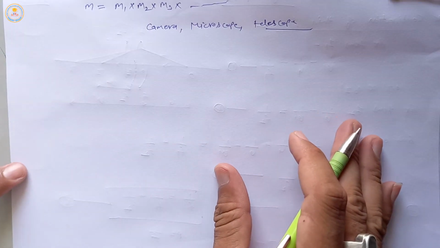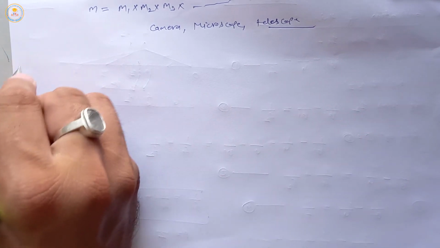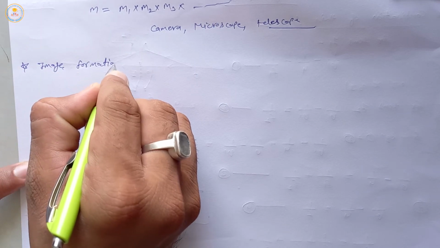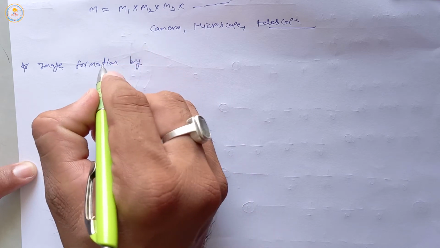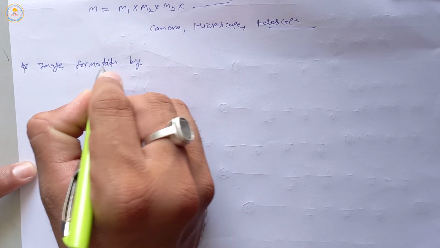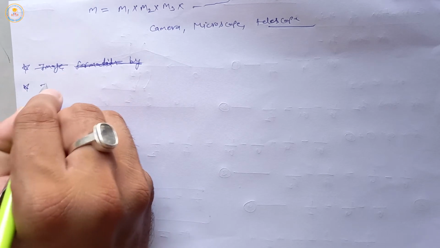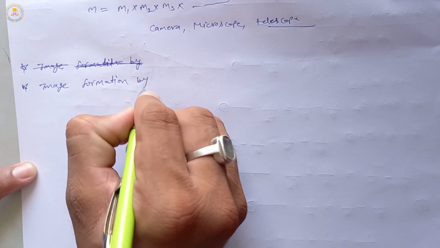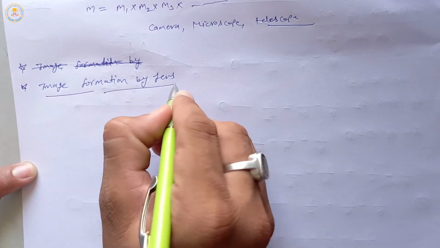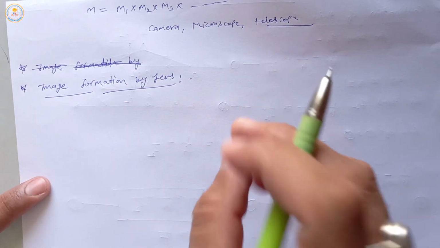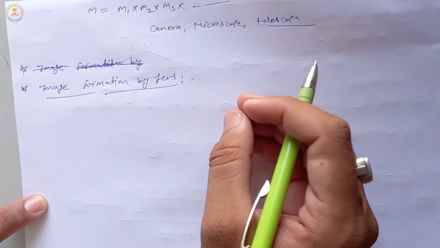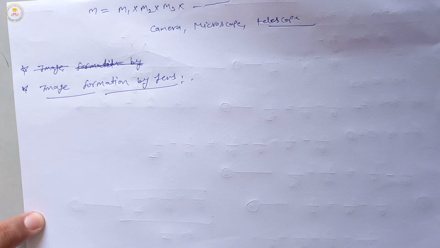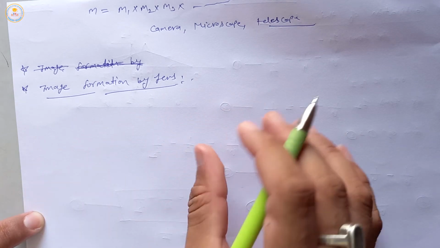So our next topic is image formation by lenses. Okay, for making the image by thin lenses, which may be convex or concave, the ray diagram is traced according to some rules.